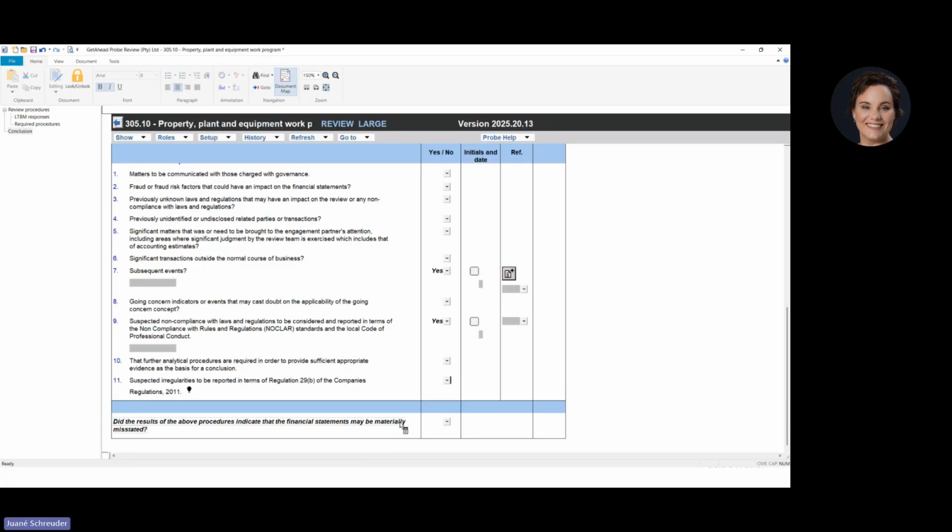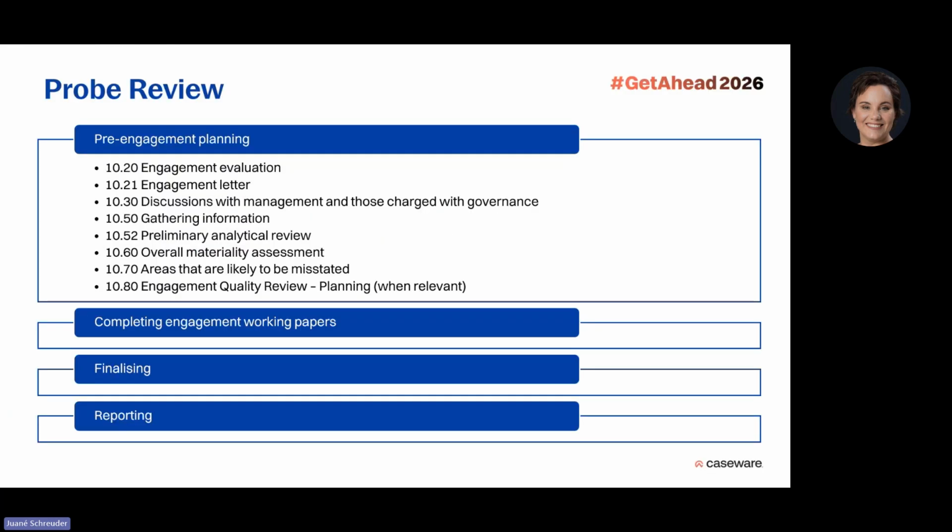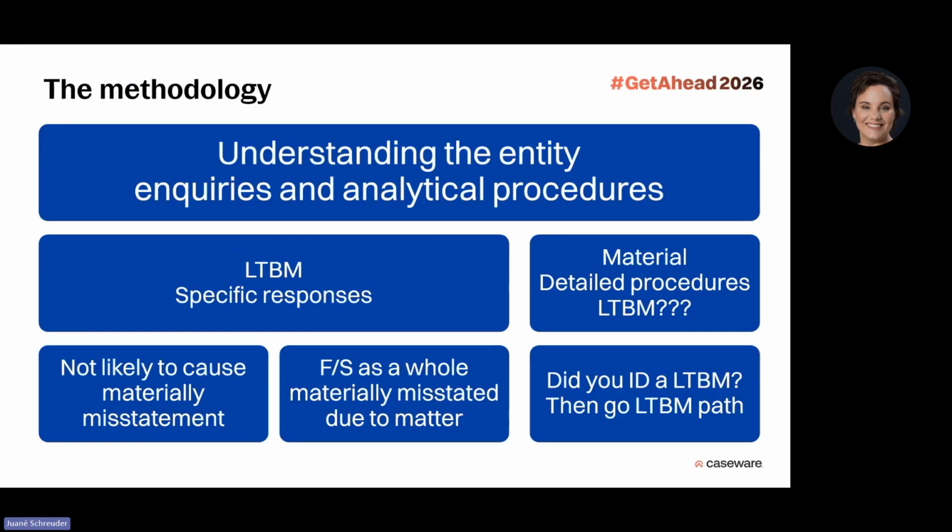Did the results of the above procedures indicate that the financial statements may be materially misstated? Remember, we said earlier on in the slides that the whole point of the review is that once we identify a material section, we have to perform procedures until we get to the point: is there anything likely to be misstated? If so, we will go and record the likely to be misstated and do work. If not, that's the end of the work.